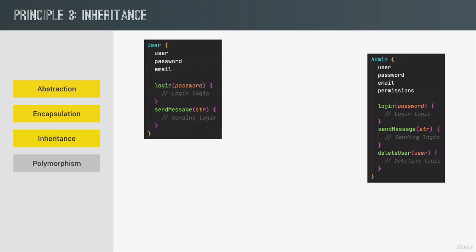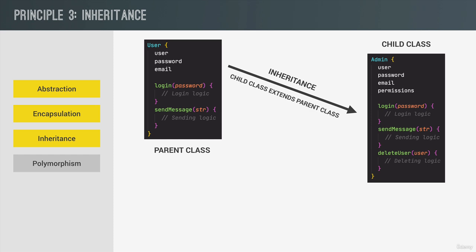However, if we design our classes like this, as two separate identities, we will end up with a lot of duplicate code. And we already know that that's bad, right? But well, that's where inheritance comes into play. So in OOP, when we have two classes that are closely related, like user and admin here, we can have one class inherit from the other. So we will have one parent class and one child class. And the child class then extends the parent class.